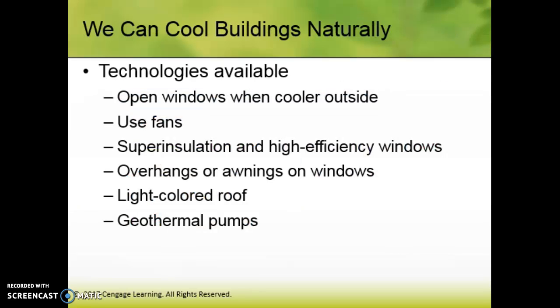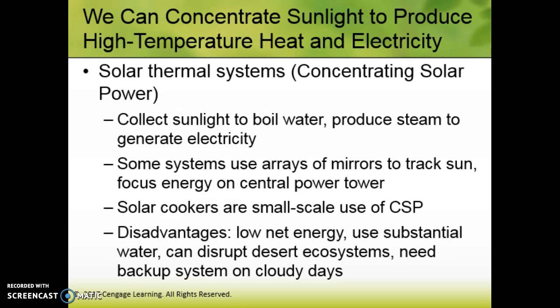We can cool buildings naturally. Open the windows, use fans. There's super insulation that you can use, some of that spray foam insulation that you see. High efficiency windows, which would help us here. Overhangs and awnings on windows would help because, again, it blocks that sunlight, so you don't have to overcome the energy that the sun is bringing in. If you use a light colored roof, that helps you cool buildings, but it hurts your ability to heat the building. So that's kind of contrasting motivations, I guess. And then we can use geothermal pumps. We'll talk more about geothermal here in just a minute.